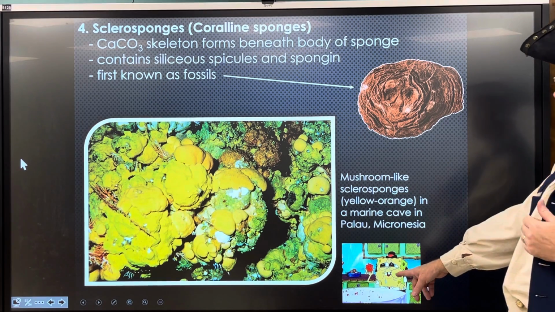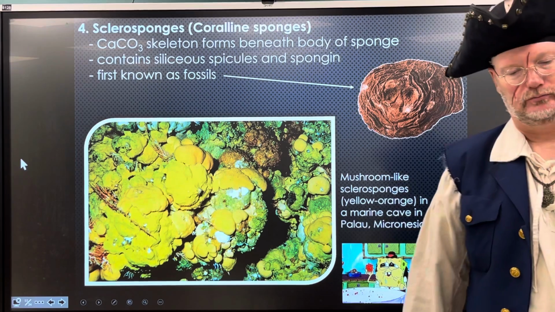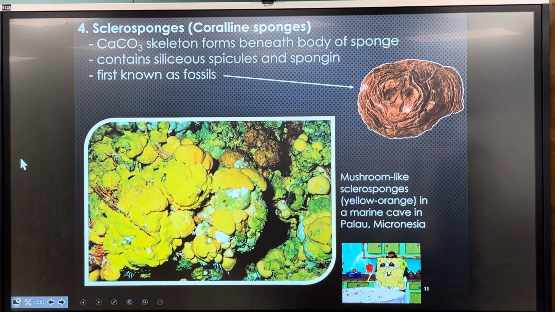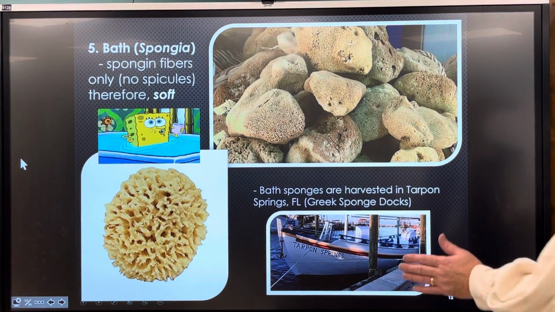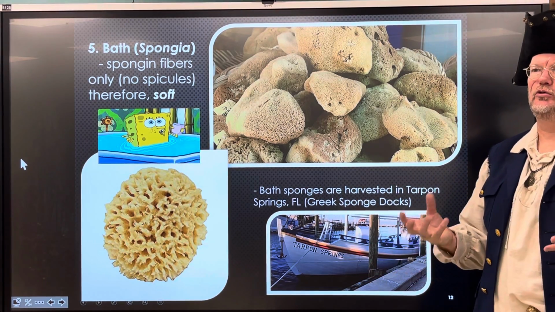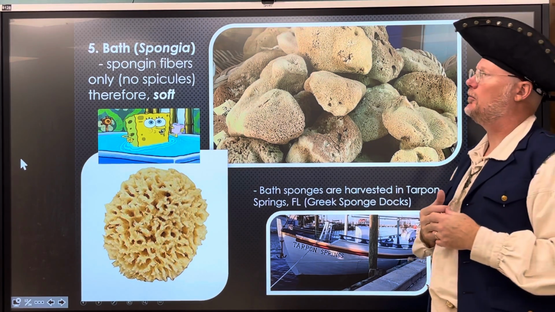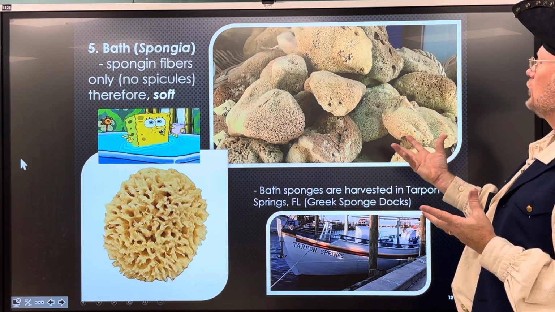And if you remember that episode, Coral in a Can, bath sponges. So these have no spicules, so you can use them to rub your body and you won't get all scratched up like sandpaper, because they're just soft.